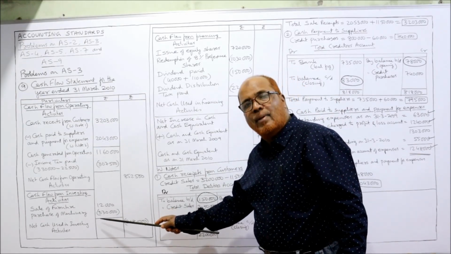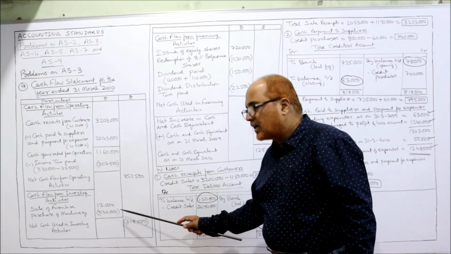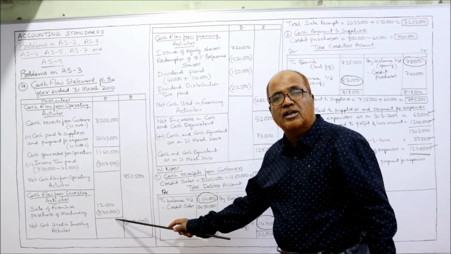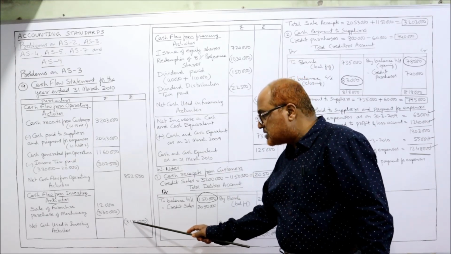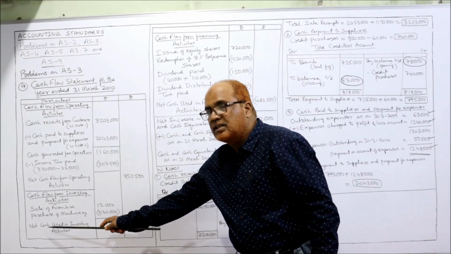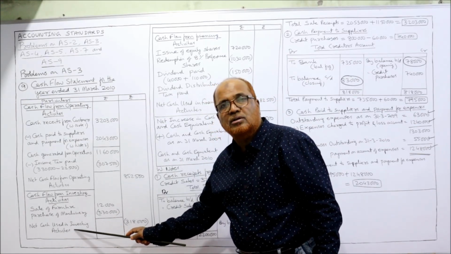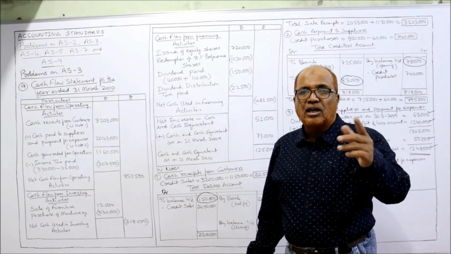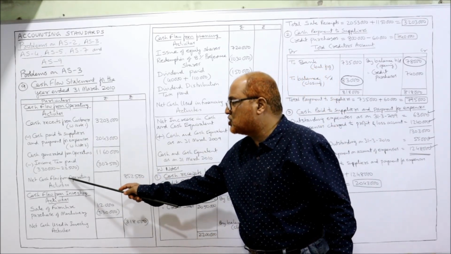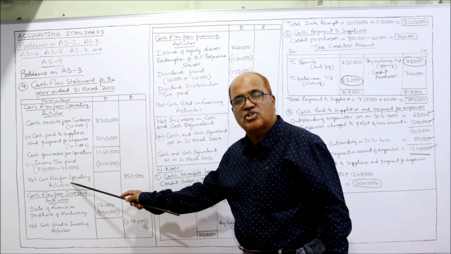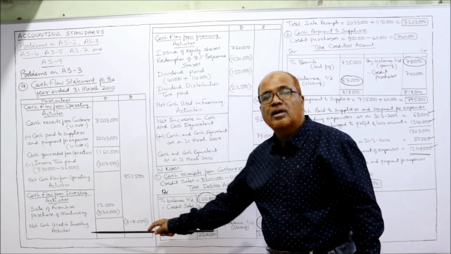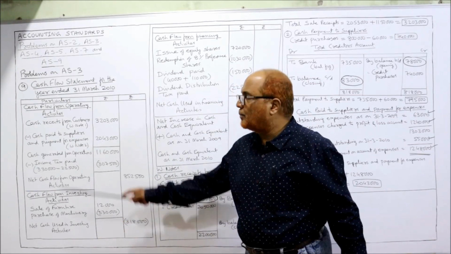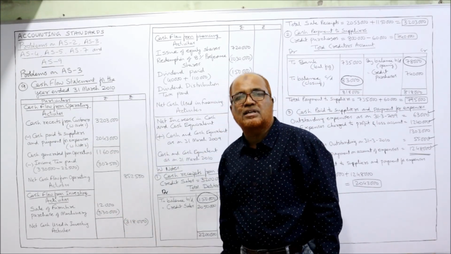So 12,000 minus 3,30,000, you are getting minus 3,18,000. Negative figure you are getting. Bracket denotes minus. So minus 3,18,000. This is called net cash used in investing activity. If you get positive value, cash generated. If you get negative value, it is cash used in investing activity. So two activities completed, operating activity, investing activity.